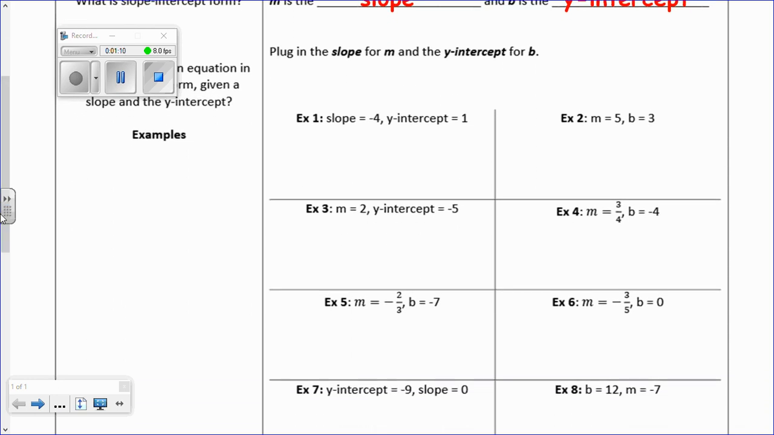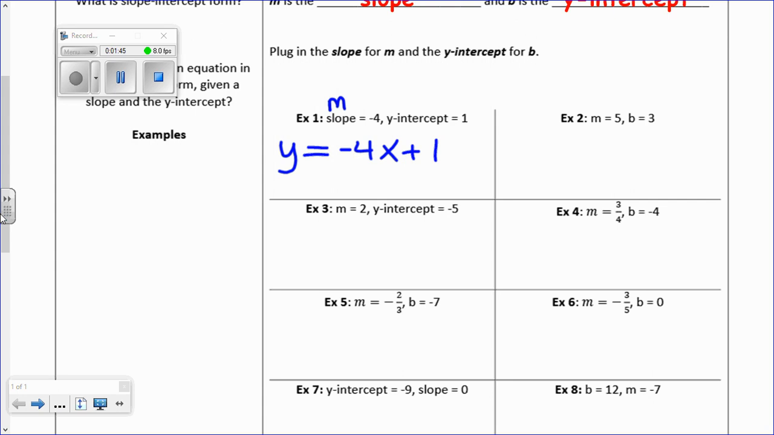So in example 1, if the slope is -4 and the y-intercept is 1, remember the y, we're going to have y equals, well, m, because remember our slope is m, is -4x, and our y-intercept is 1, so it becomes +1. And so with the slope of -4 and a y-intercept of 1, the equation would be y equals -4x plus 1.